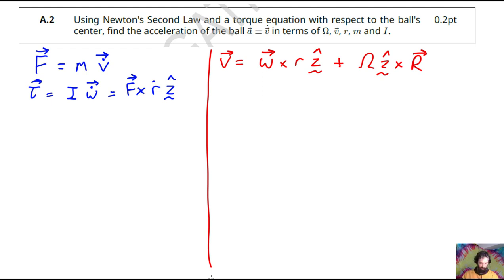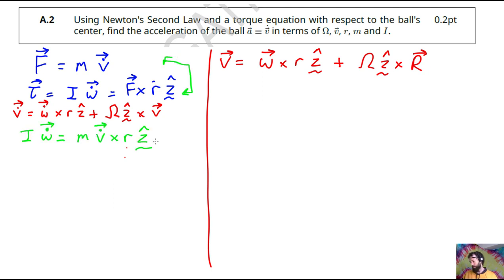Note that small r is not going to change over time here, so we can just differentiate omega. For this part of the problem capital omega is not changing, so it's just a constant. And if we differentiate R we just get V. Then our next step is to make some substitutions. By combining the force and torque equations we can get the following, and then I can rearrange that to solve for omega dot.